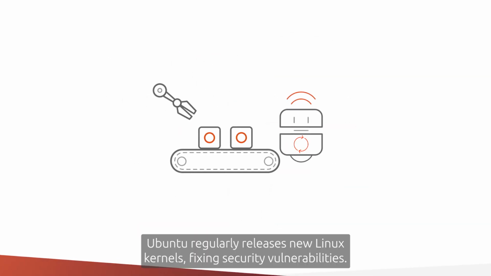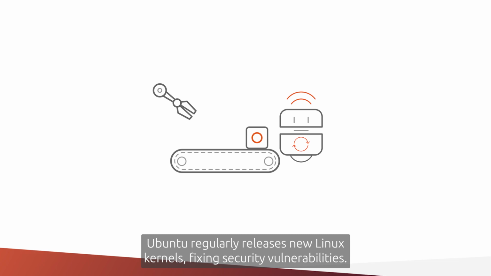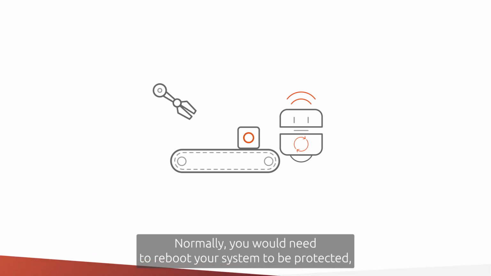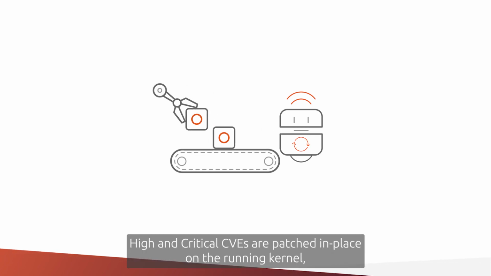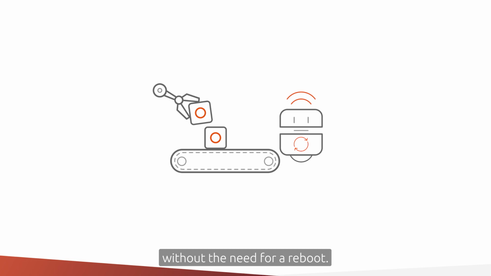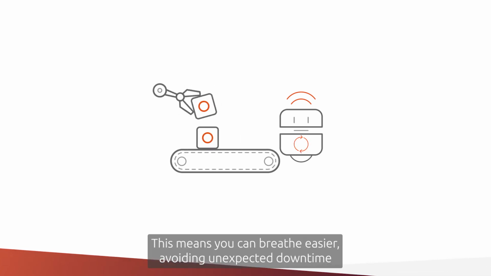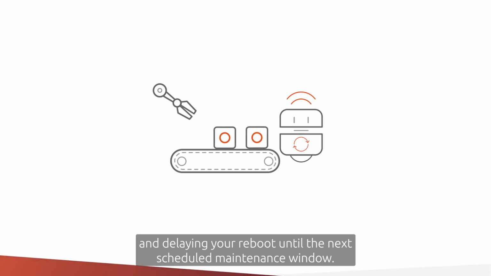Ubuntu regularly releases new Linux kernels, fixing security vulnerabilities. Normally, you would need to reboot your system to be protected, but with Canonical Live Patch, high and critical CVEs are patched in place on the running kernel without the need for a reboot. This means you can breathe easier, avoiding unexpected downtime and delaying your reboot until the next scheduled maintenance window.